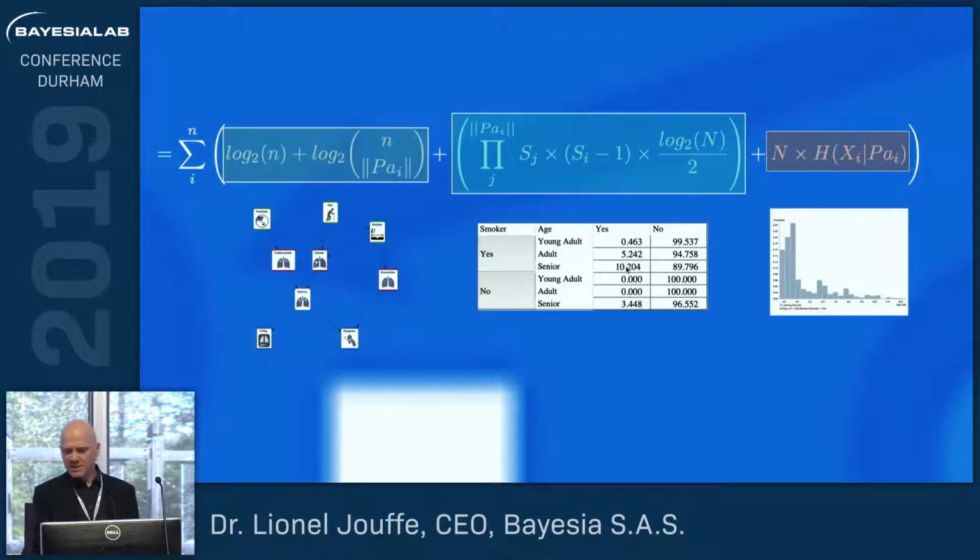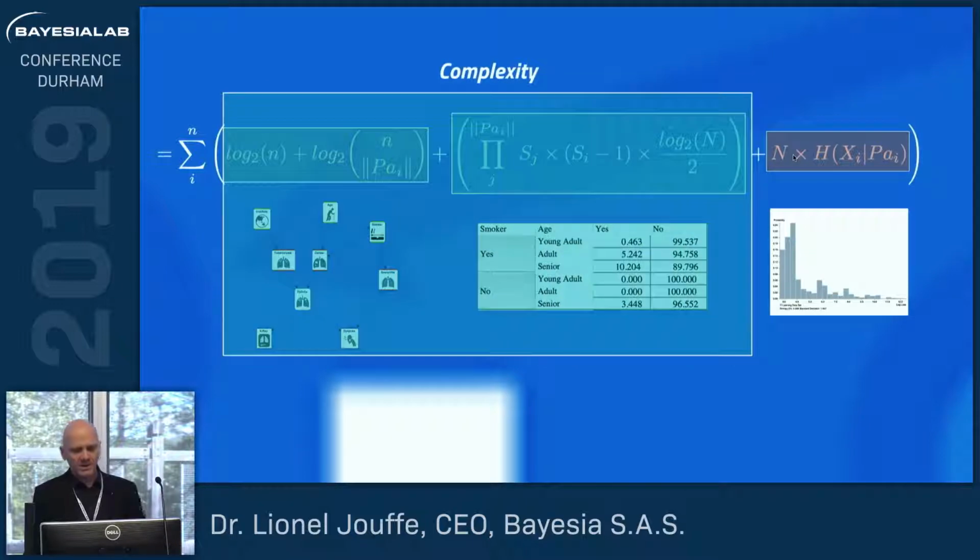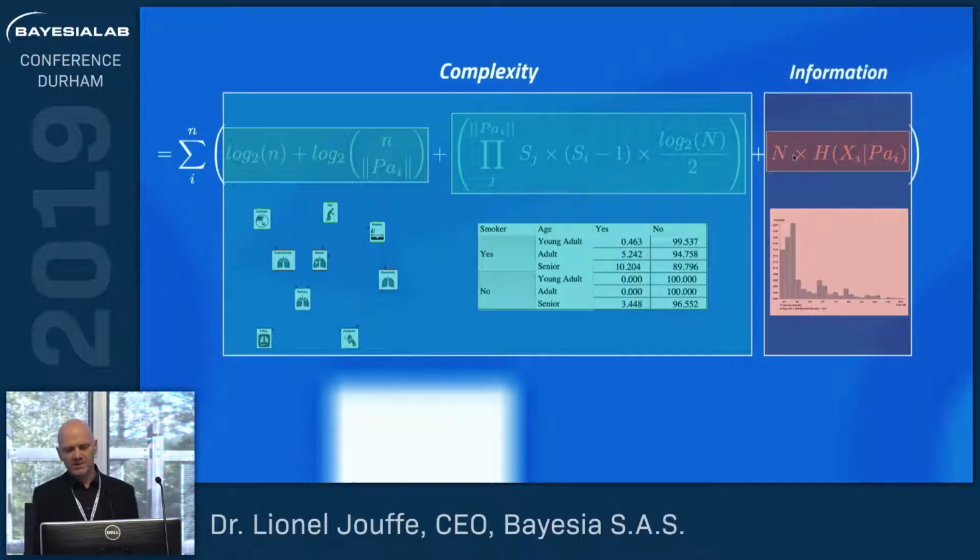So this is based on information theory. Here, these two parts are more or less heuristic, right? This is our decision in the MDL score to encode the complexity with this formula. But this one is 100% coming from information theory. This is just the likelihood of your model given your data, right? So this is log likelihood. This is for the complexity. This is for information.